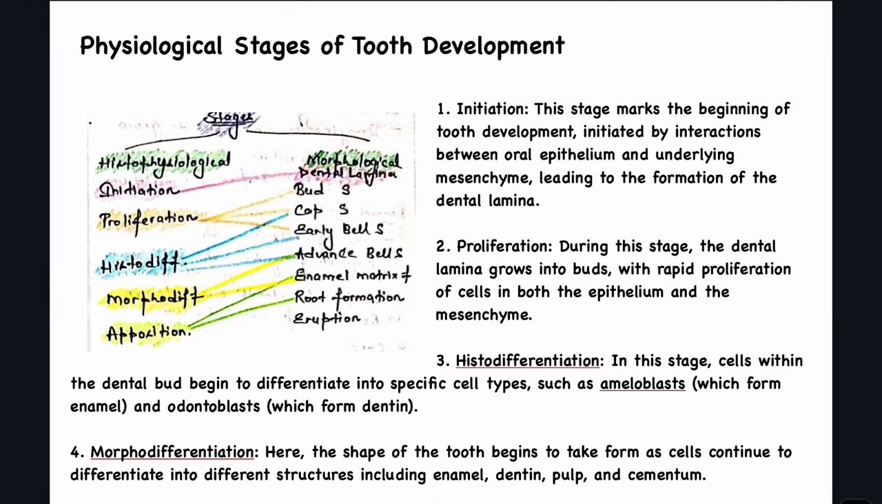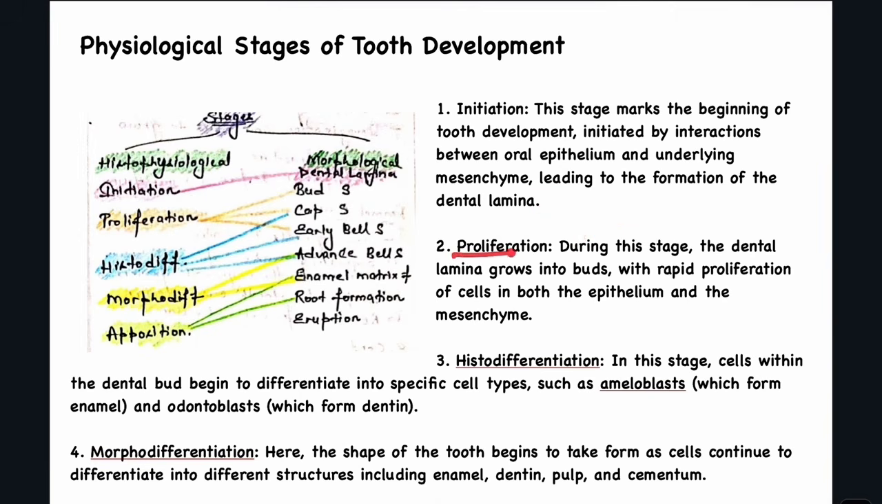Okay. So the first stage was initiation. This stage marks the beginning of tooth development, initiated by the interaction of oral epithelium and underlying mesenchyme, leading to the formation of dental lamina. Physiological stages are mainly based upon the chemical interactions, the tiny signalings that are happening between the cells. So in the first stage there is just interaction between the oral ectoderm and the ectomesenchyme.